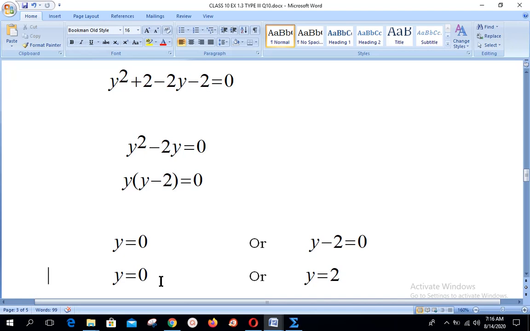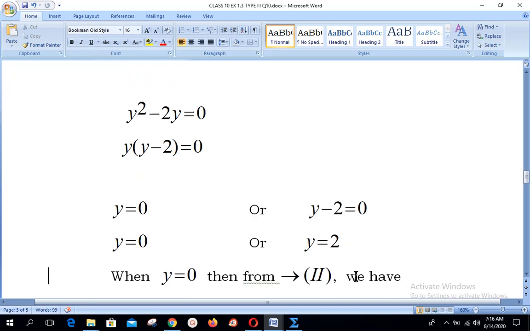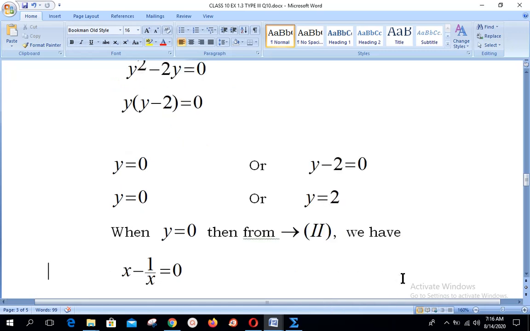From the first, y is equal to 0 remains the same. From here, y minus 2 is equal to 0, you will get y is equal to 2. Now the backward substitution: when y is equal to 0, then from equation number 2 we have x minus 1 over x is equal to 0.